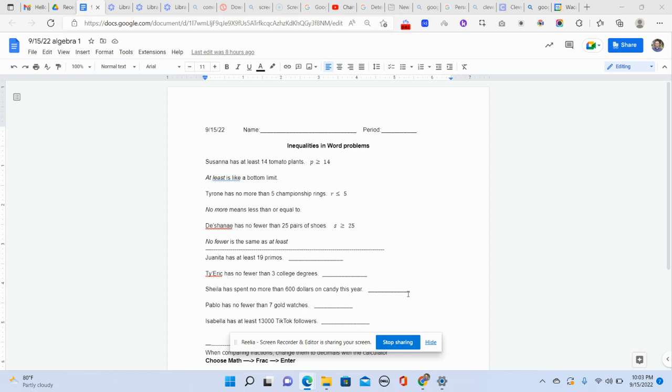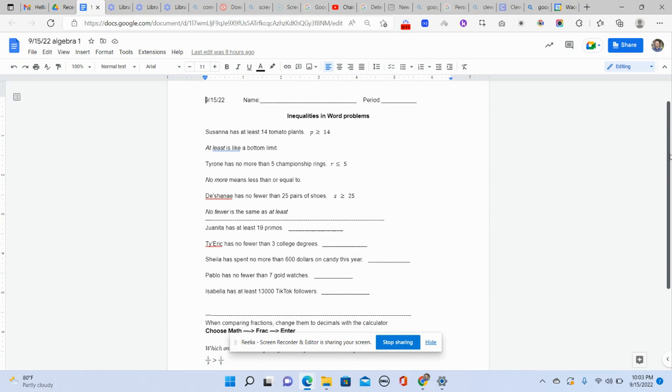Everybody, I'd like to go over the worksheet on inequalities in word problems. Let's look at some examples.